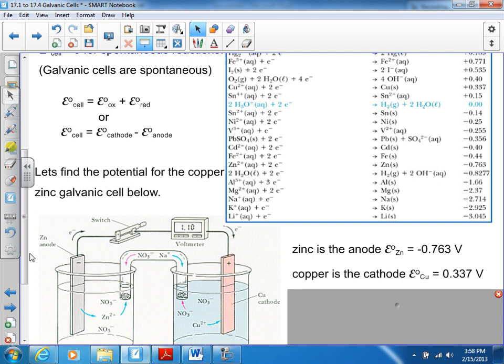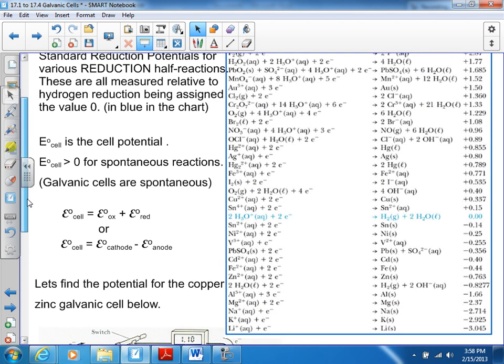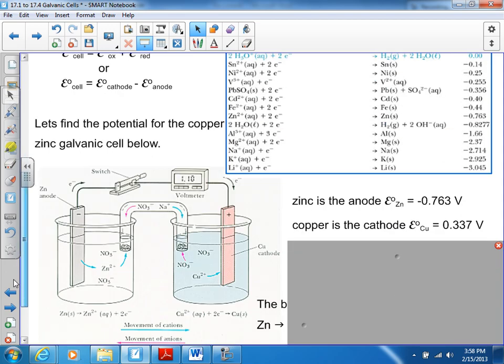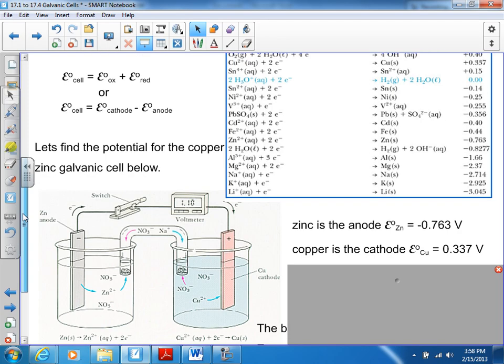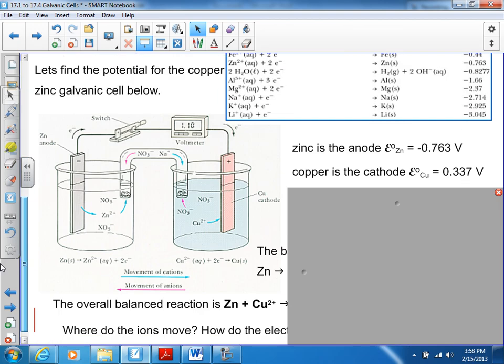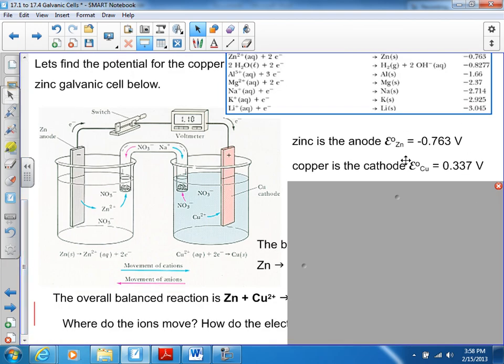Okay, we're going to look up copper. Oh, and one quick thing. For this reaction, copper 2 is going all the way to copper 0, because they show you right here. Copper 2 going to copper 0. So we have to make sure we're looking up copper 2 going to copper 0. And copper 2 going to copper 0, positive 0.337. So these are our two standard reduction potentials for a zinc or a copper half reaction.